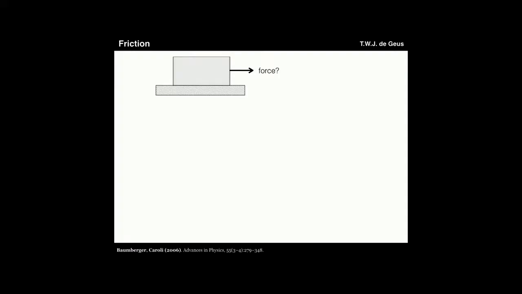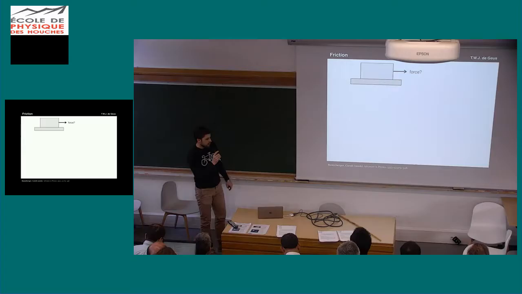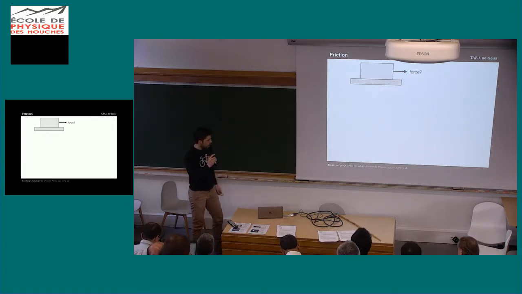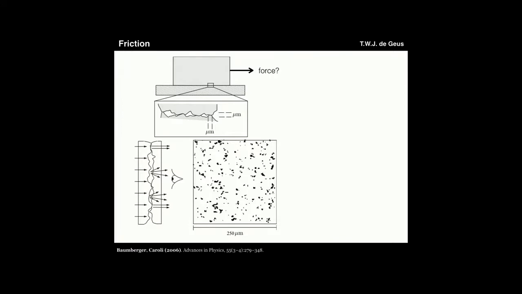So the million-dollar question in solid friction is, you slide one solid block over a solid surface and you apply a force. How much force does it cost to start sliding? Well, the question is a little bit more complicated than that, because when we zoom into the interfaces, we find that the interfaces are actually rough.